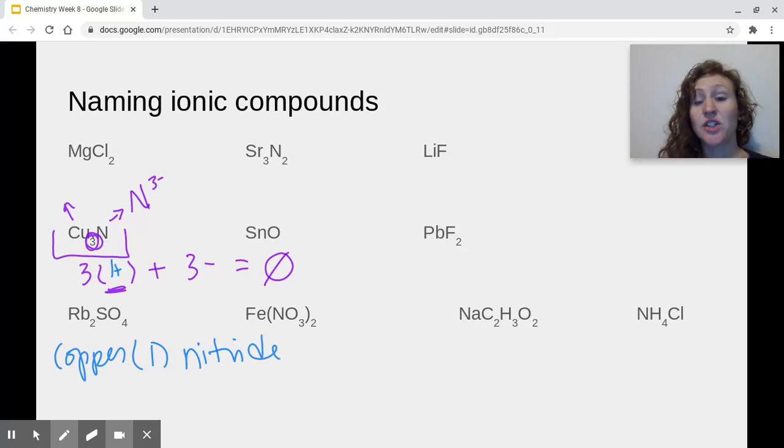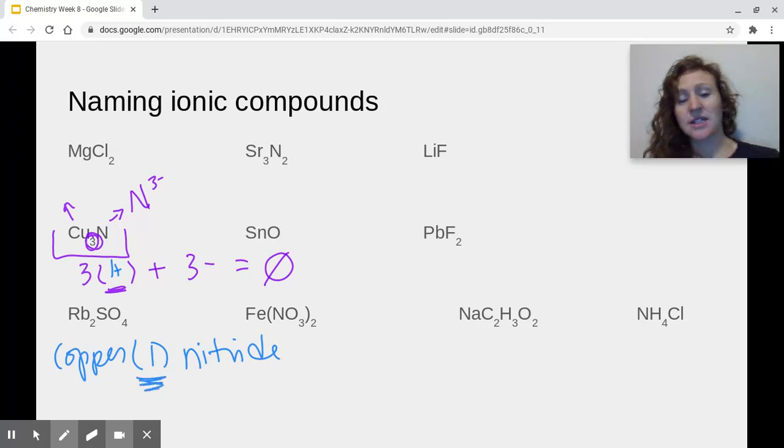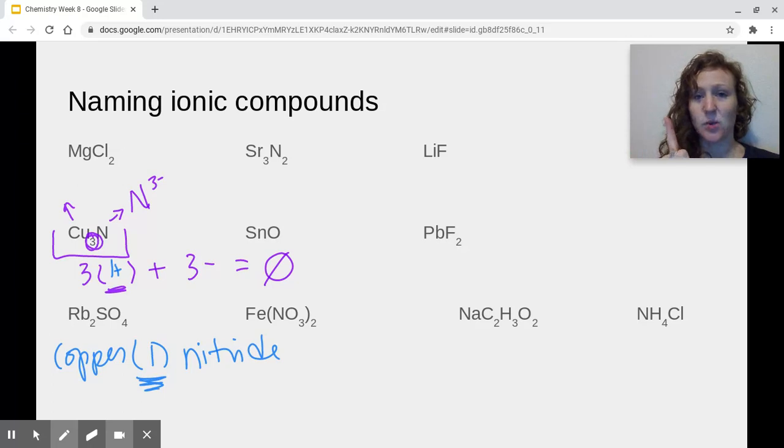So the name of that compound is copper 1 nitride. Again, just like all the other ionic compounds, notice I have not indicated how many of each ion are present. Remember that Roman numeral does not reference the subscripts. It references the charge. So it's the copper 1 nitride because that copper inside this compound has a 1 plus charge. So again, it's a little bit trickier because you have to figure out what the charges are before you can name them. Let's look at the tin example.